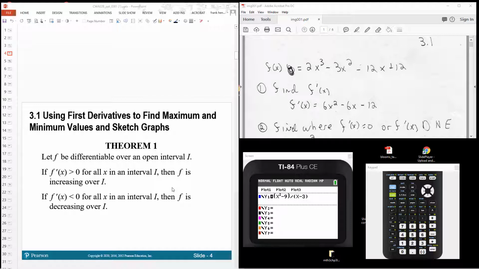Theorem 1: let f be differentiable over an interval I. If f prime of x is greater than 0 for all x in the interval, then it's increasing. If f prime is less than 0 for all x in the interval, then it's decreasing. So positive slope means it's increasing, and negative slope means it's decreasing.